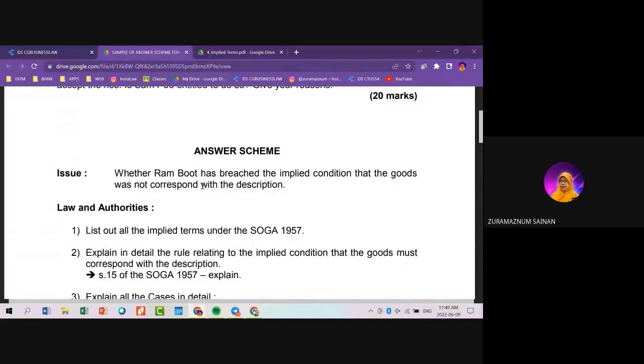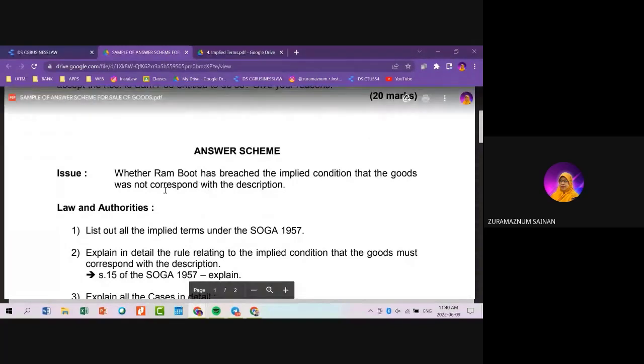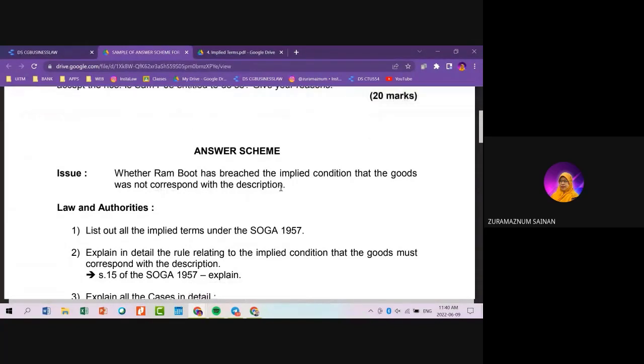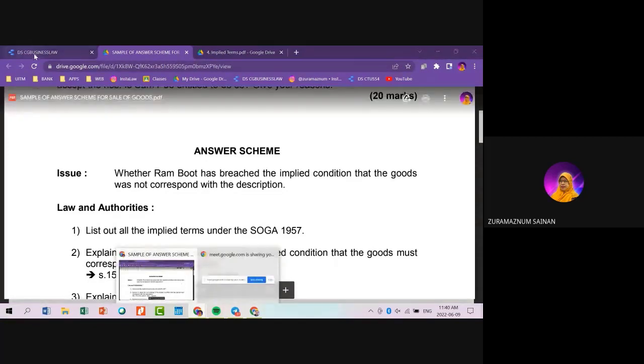Whether Rambut has breached the implied condition that the goods did not correspond with the description. So this is how you write your issue. And then for implied terms, I have helped as well. I also give the standard issues on this dashboard.